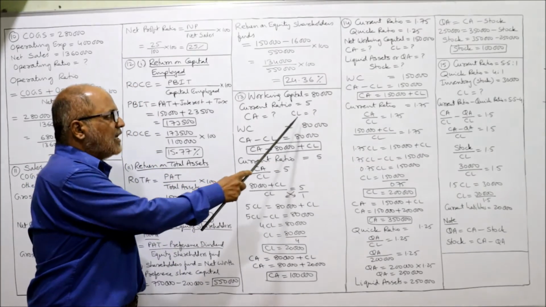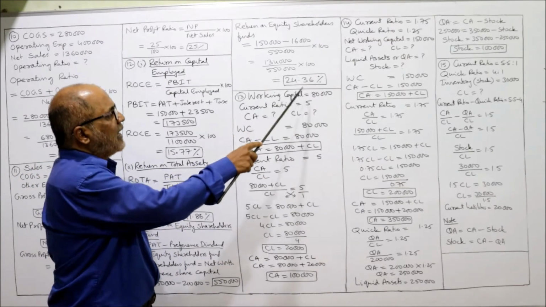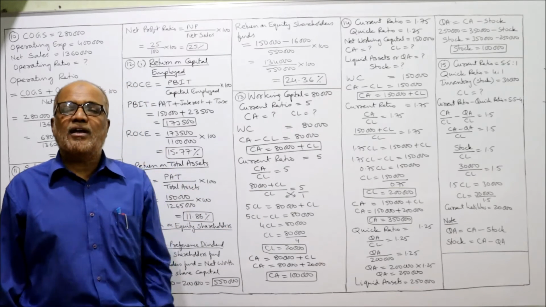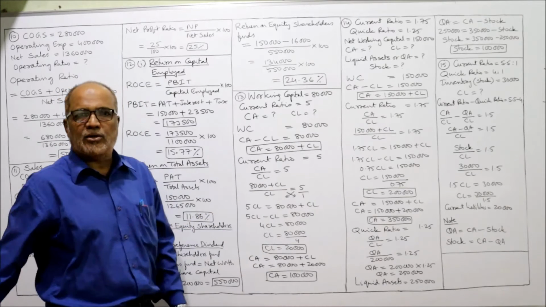We have to find out CA, CL, right? Now working capital, how much is given in the problem? 80,000. The working capital is 80,000. What is the formula for working capital? CA minus CL. So CA minus CL is equal to 80,000.